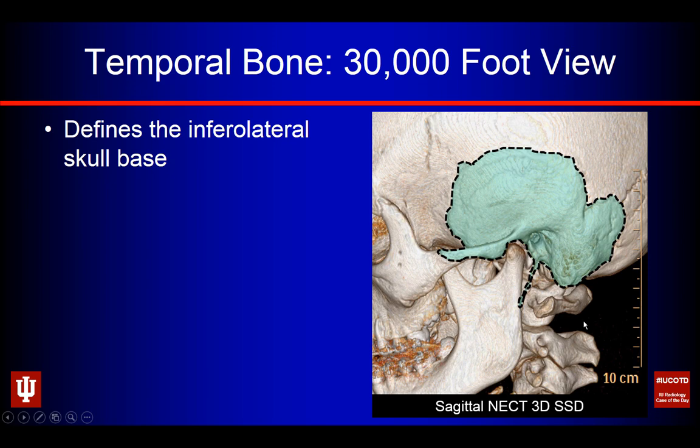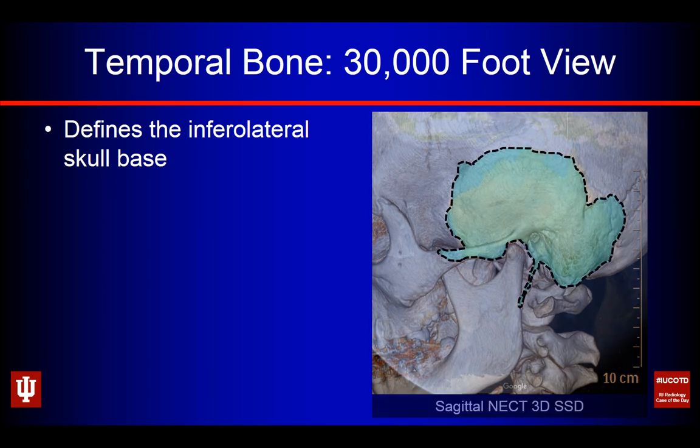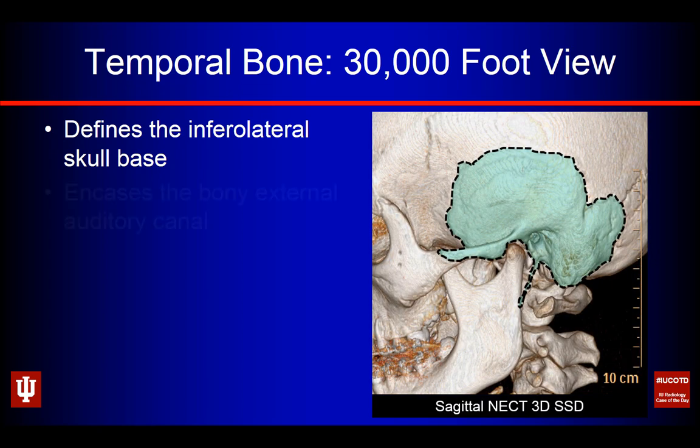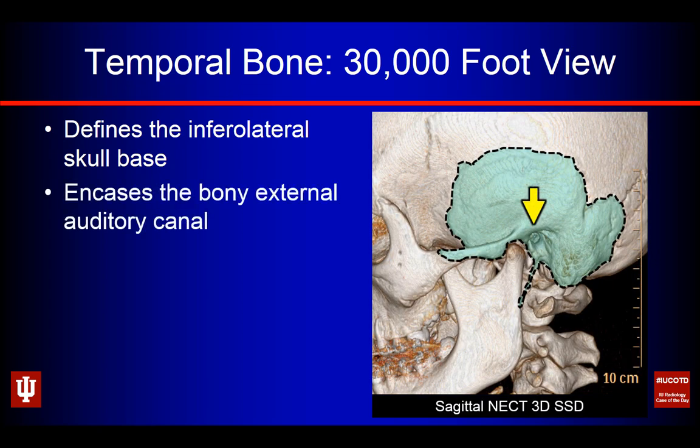And I kind of like to think of it as looking a bit like the continent of Australia. I mean, they look similar, right? Similar in morphology. But importantly, the temporal bone is going to encase the bony external auditory canal.